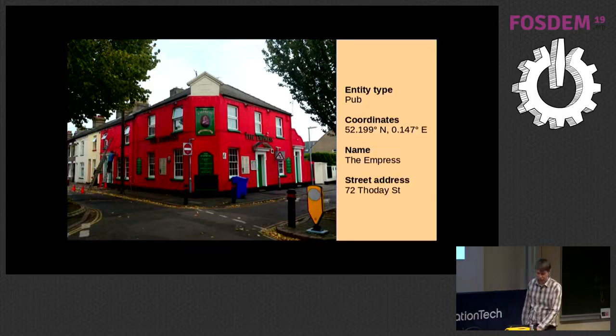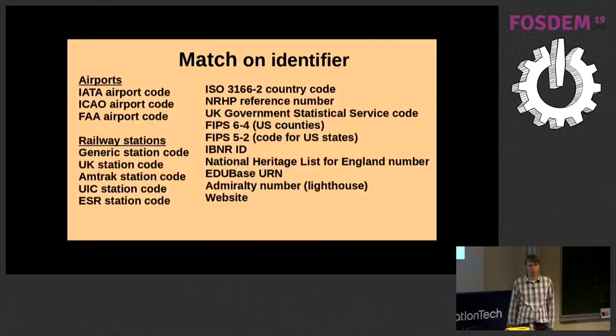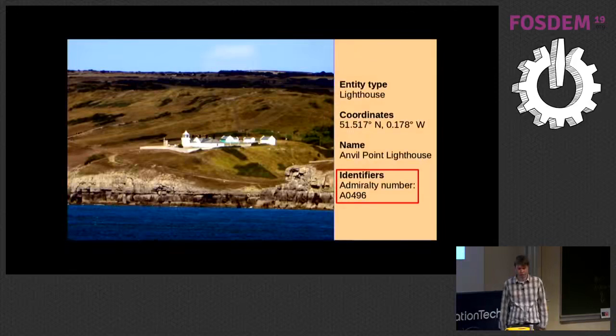So I've got some more examples. This is Paddington Station in London. It'll look at the identifier, the station code, which is in both Wikidata and OpenStreetMap. And in fact, there's lots of identifiers that I compare. These identifiers all have a key that they appear in OpenStreetMap and a property in Wikidata that I can use to match on. Here's another example. Here's a lighthouse, and all lighthouses have a standard reference number that they can match on.